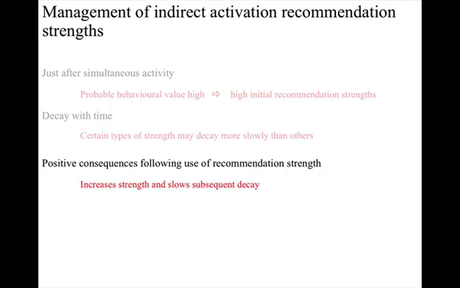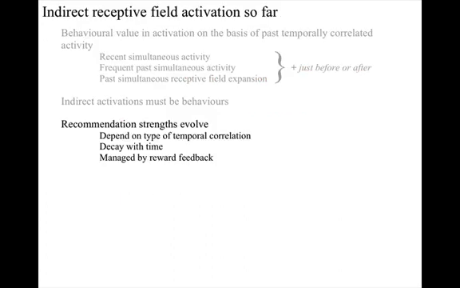But there's another critical factor. If there's an indirect activation, and shortly afterwards some positive reward feedback, then the recommendation strengths that led to the indirect activation will be strengthened, and their subsequent decay should be slower. So we've identified some additional considerations. The recommendation strength possessed by one column in favor of indirect activation of another column will evolve in various ways.